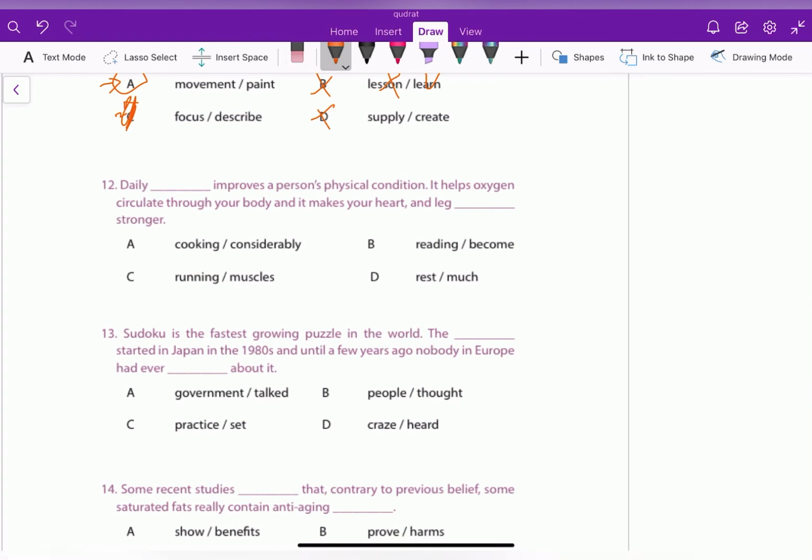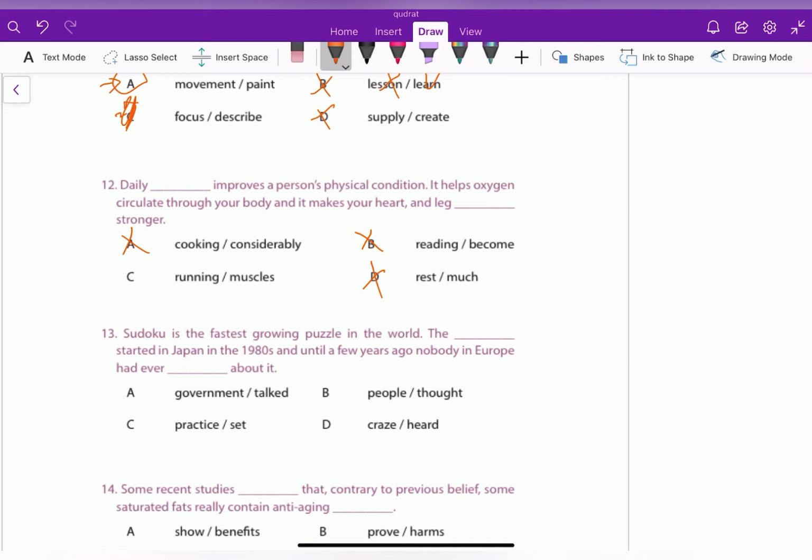Okay, question number 12 says, daily blank improves a person's physical condition. It helps oxygen circulate through your body and it makes your heart and leg blank stronger. We can automatically infer that it has something to do with a physical activity. So we can cross out cooking, we can cross out reading, and we could probably cross out D. Why? Because daily rest improves a person's physical condition. It helps oxygen circulate through your body and makes your heart and leg much stronger.